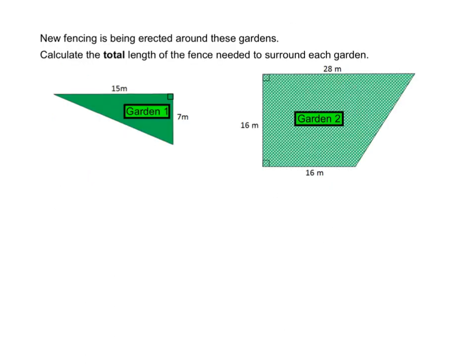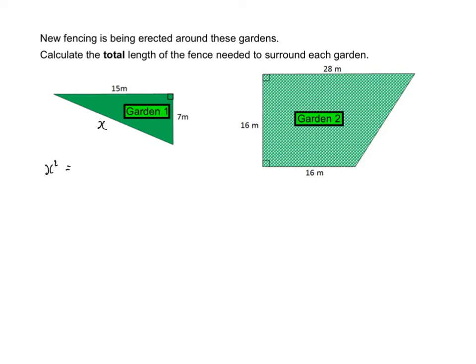Okay, here now we've got two pictures of gardens. We've got new fencing being erected around these gardens. Calculate the total length of fence needed to surround each garden. So what we've essentially been asked to find here is the perimeter. Now, to find the perimeter, we need to add up all the sides on each of our shapes. Garden 1, nice easy one to begin with. We've got a right-angled triangle and we're trying to find the hypotenuse. So I'm going to mark that missing side as an x.